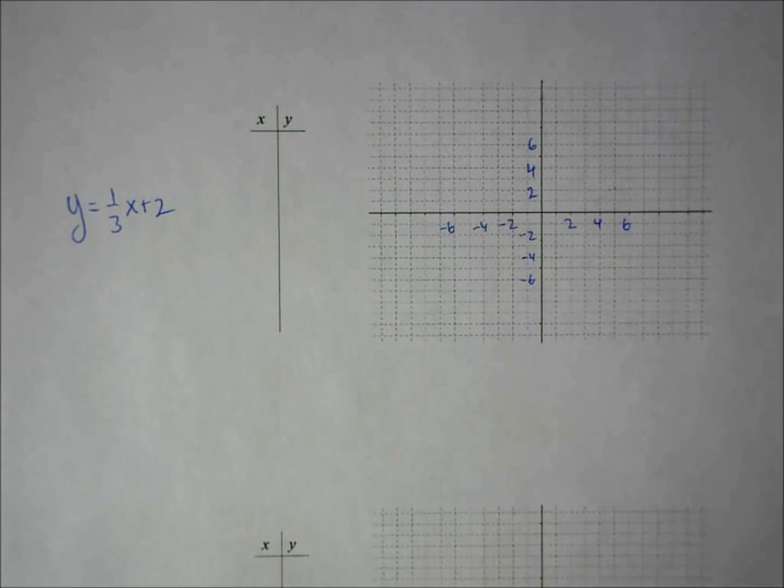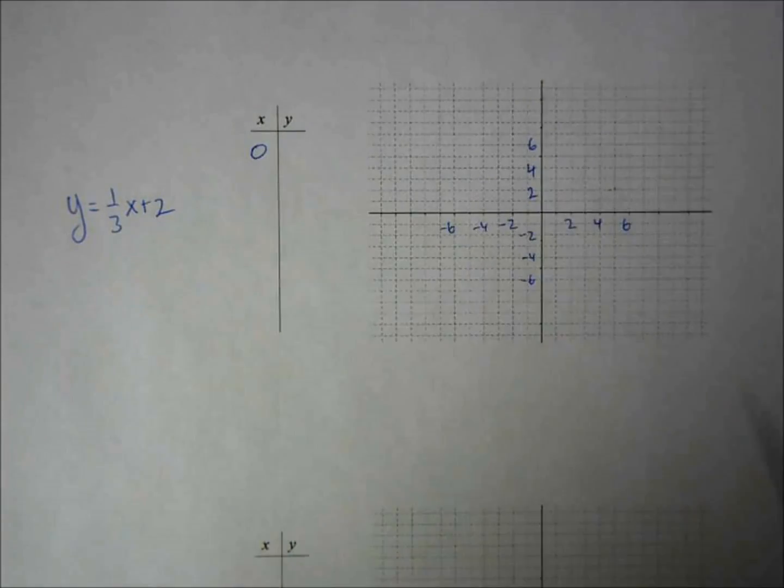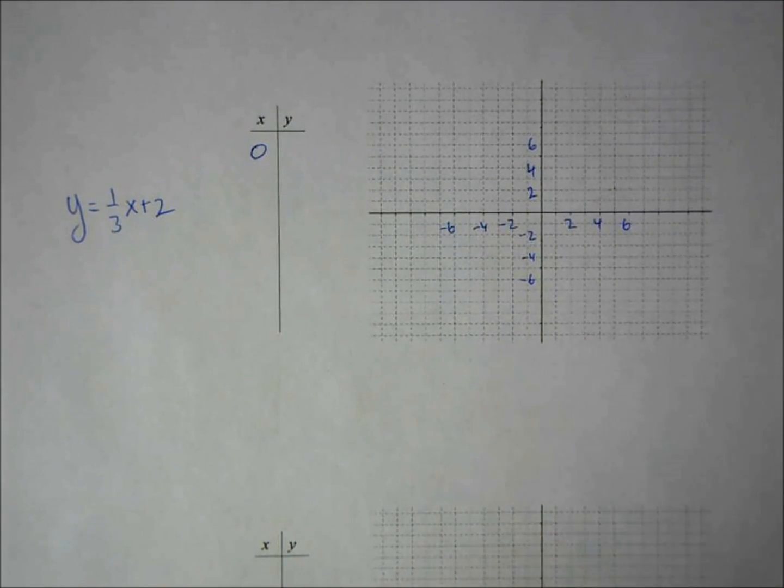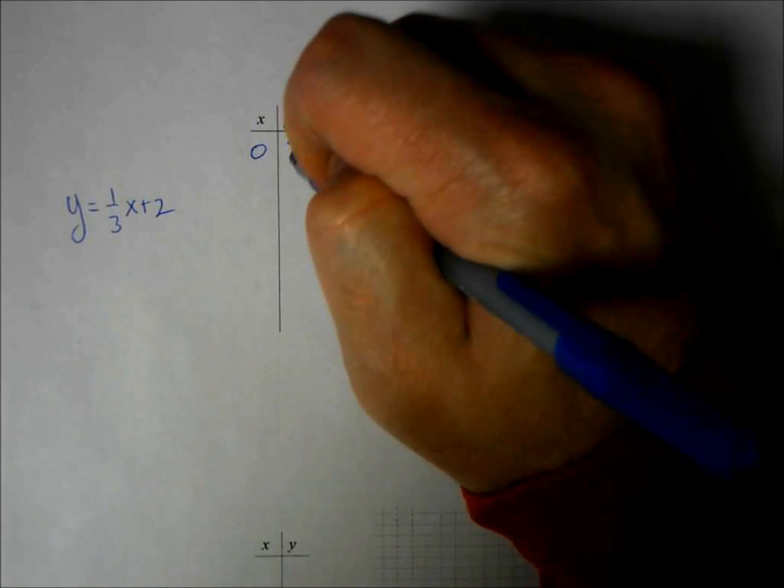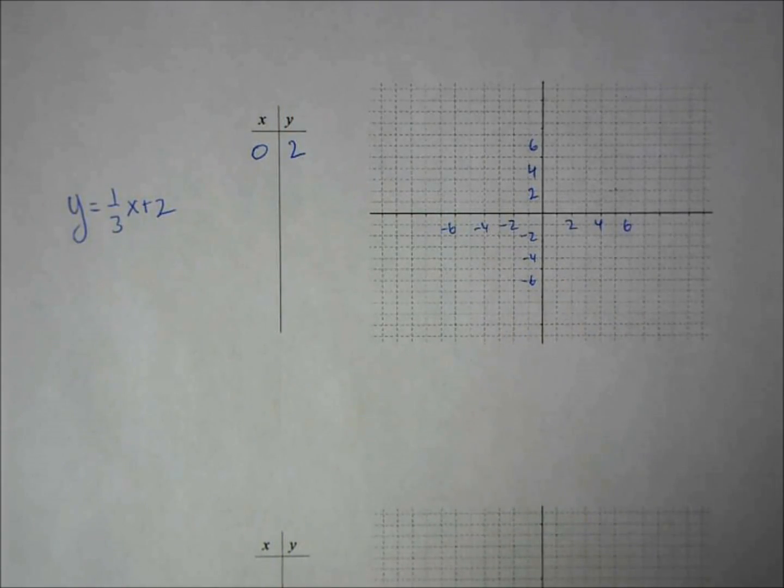All right, let's take a look at this next problem. y equals 1/3 x plus 2. Same idea. We want to plug in 0, plug in a couple positive numbers, plug in a couple negative numbers. Plug in 0. 1/3 times 0 is 0. 0 plus 2 is 2. Now, we need to be clever with this one.